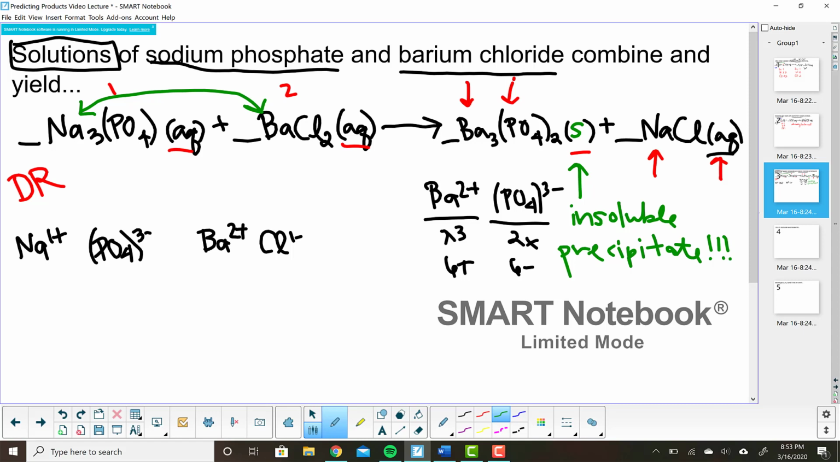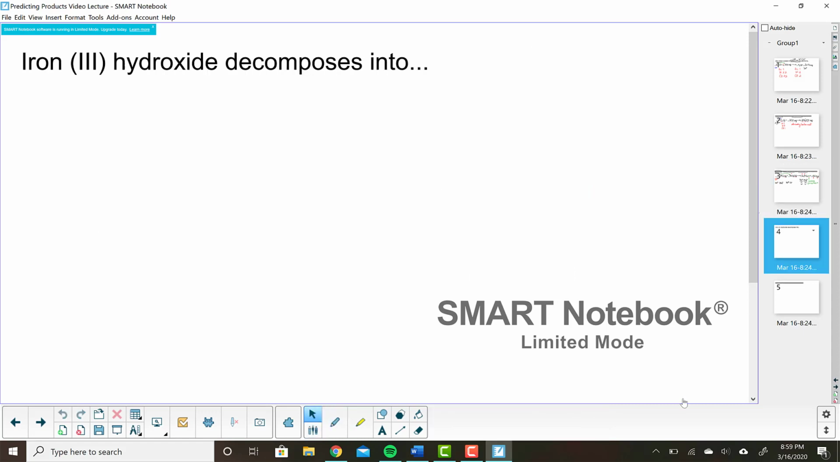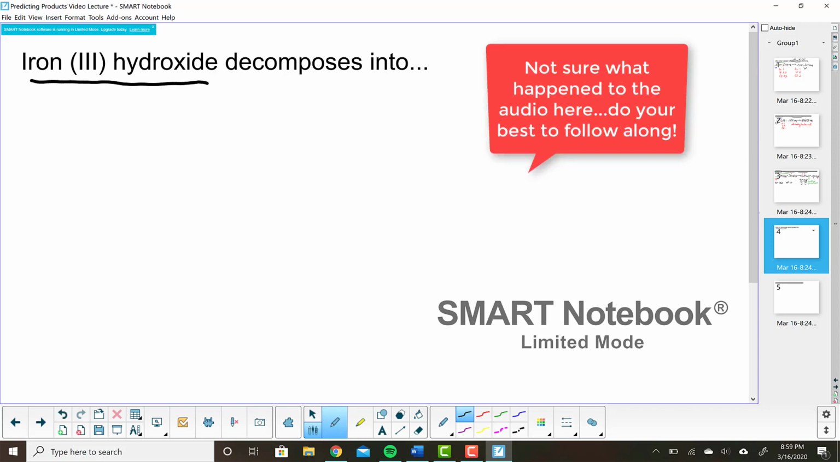All right, we have a couple more here for us. Now we've got another example here. Let's just jump right in. It says iron 3 hydroxide decomposes into. So we've just got one reactant listed here. Go ahead and write out the formula for that. Iron is Fe. I have a charge of 3+. I know this because it has a Roman numeral 3. And that Roman numeral 3 dictates a 3+ charge on the iron. Then hydroxide is a polyatomic ion.